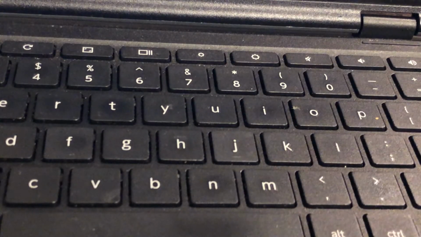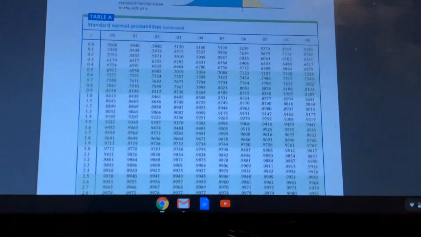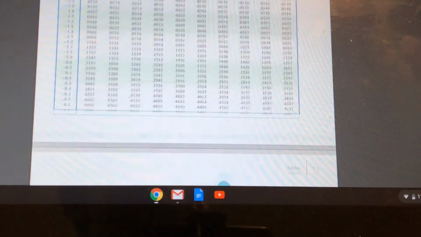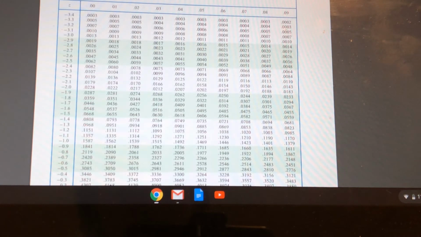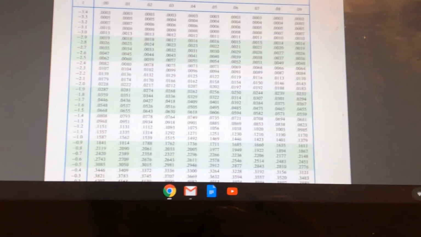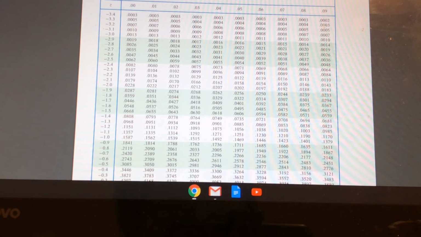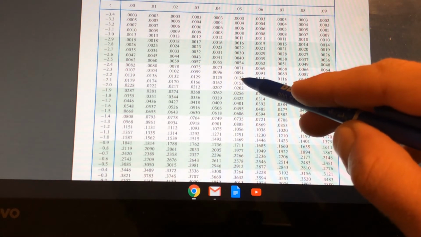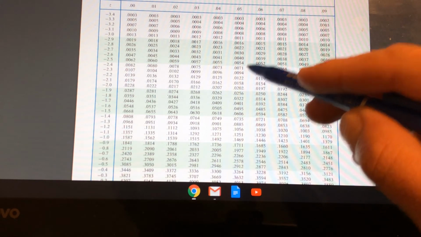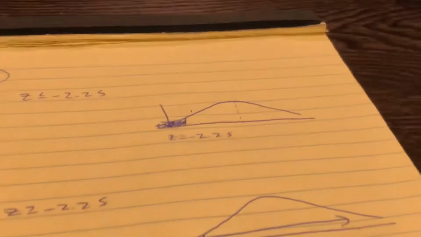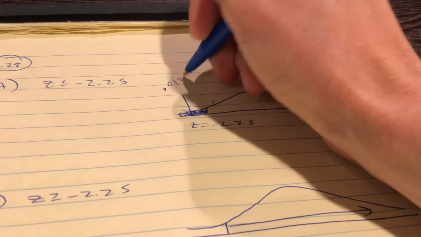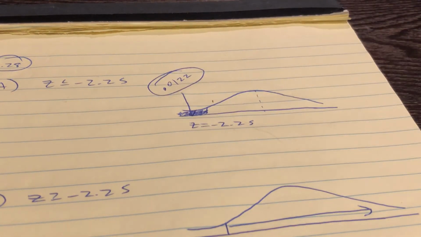Now, because I'm looking for the area to the left, I will be keeping that area. So negative 2.25, 0122. All right, that's it. 0122 is the area to the left.